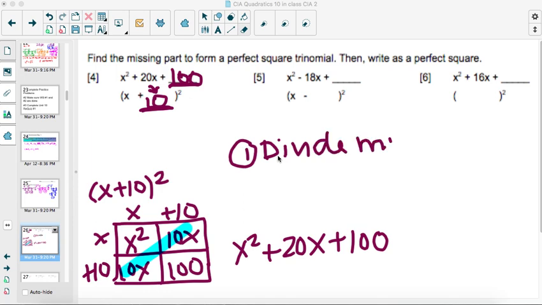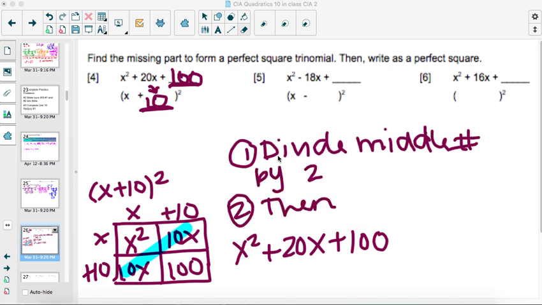you divide the middle number by 2, then square. Okay, and square just means multiply it by itself. All right, so let's try that with the next one. Negative 18 divided by 2 is 9. And 9 squared, which really just means 9 times 9, is 81.